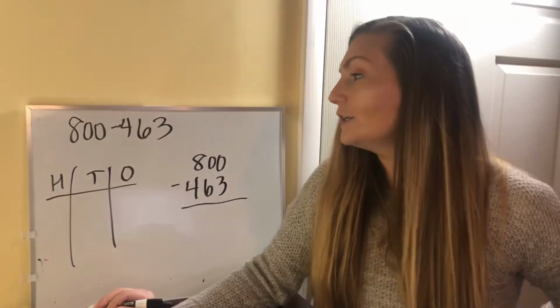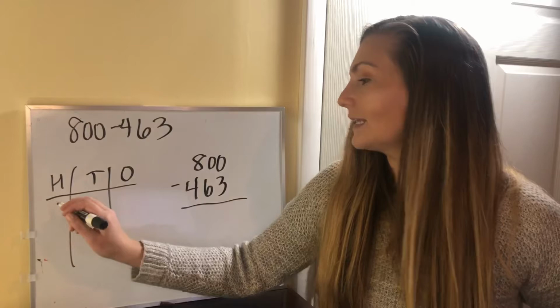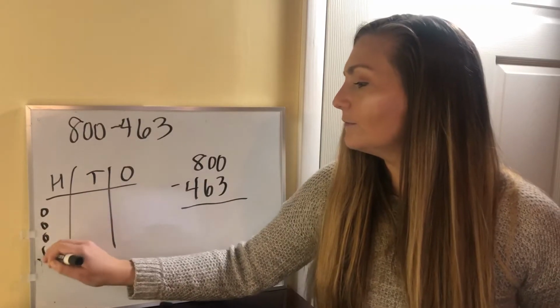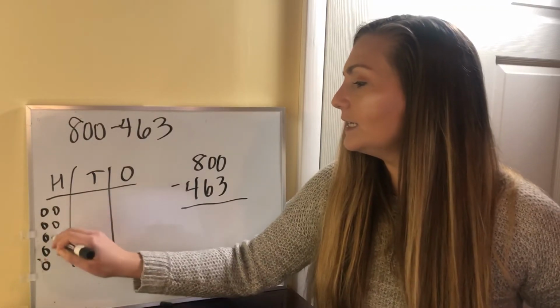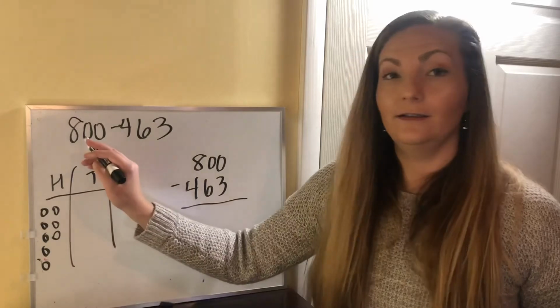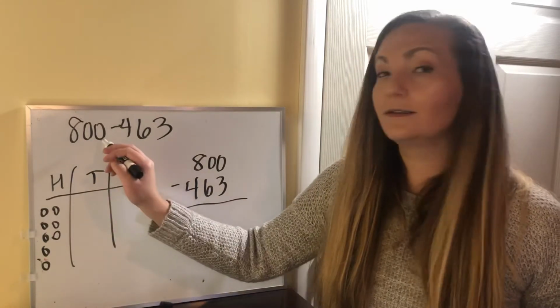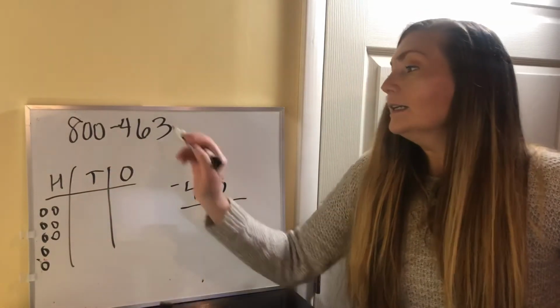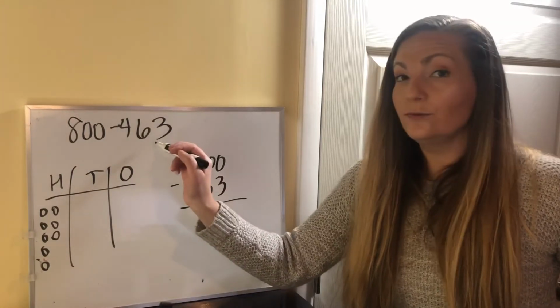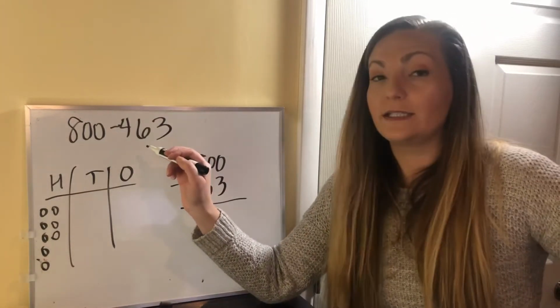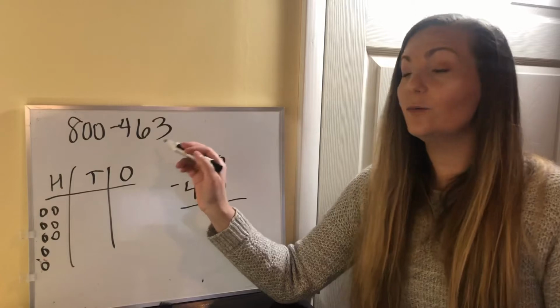800, let's put 800 in our chart. How many hundreds? Correct, 8. 1, 2, 3, 4, 5, 6, 7, 8. Any 10s? Nope. Any 1s? Nope. Now, do I draw this number in the chart too? No, because it's a subtraction problem, so I'm going to take away.